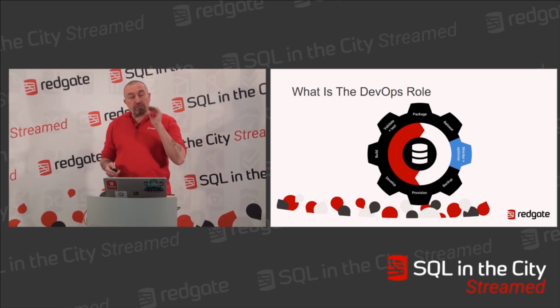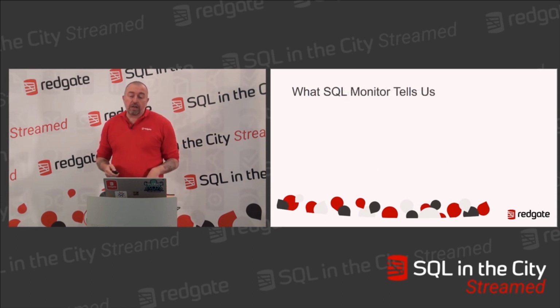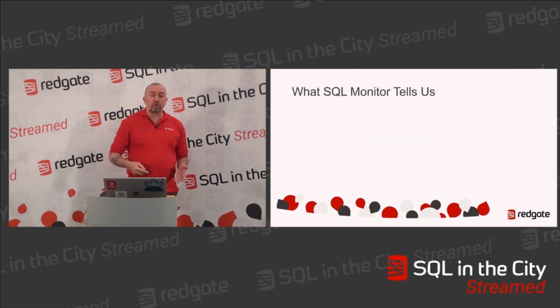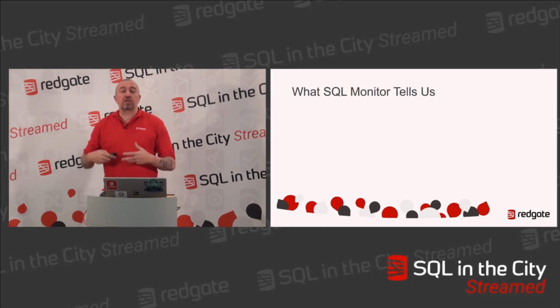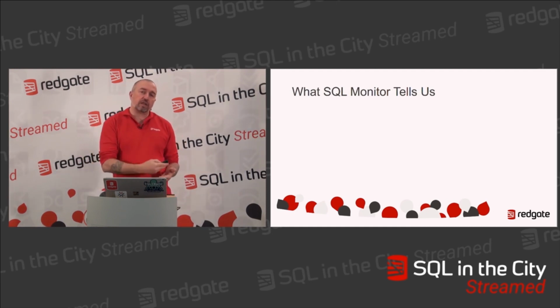So monitoring is a fundamental part of DevOps, and you need to make sure that we've got that in there. Now, SQL Monitor is a monitoring tool from Redgate Software, and it gives us a lot of these measurements. It gives us a lot of these goals and ideas of what's going on.